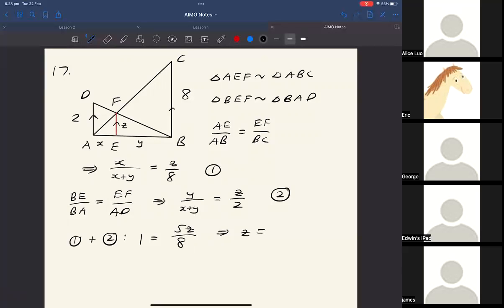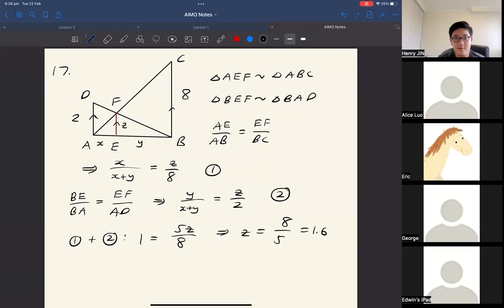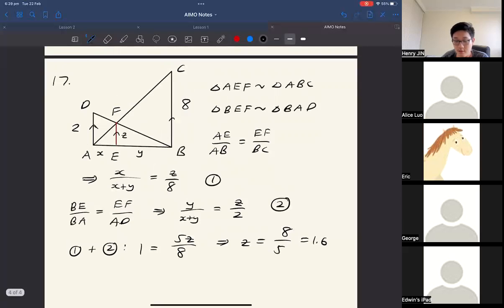Okay, cool. So z is just 8 over 5. I was just testing to see if you guys were listening or not. All right. So you see how this question's pretty difficult, right? Because you have to find 2 pairs of similar triangles, and then even after you found both pairs and made the conditions, you have to notice that the left hand side, if you add them together, equals 1.